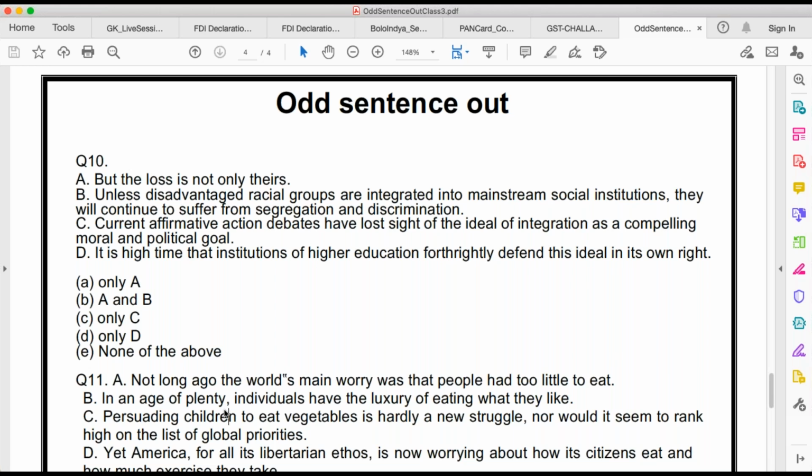Sentence number C is talking about the ideal of integration. B is saying that unless this integration happens, racial groups will continue to suffer. Sentence number A says, but the loss is not only theirs. So sentence number A is taking ahead what is being said in B, that even if the racial groups continue to suffer, it is not just their loss. That's why CBA are related.